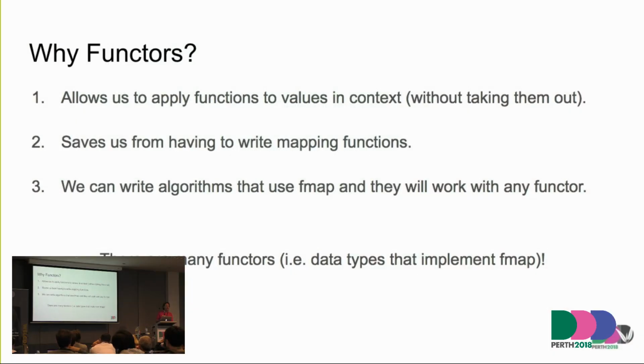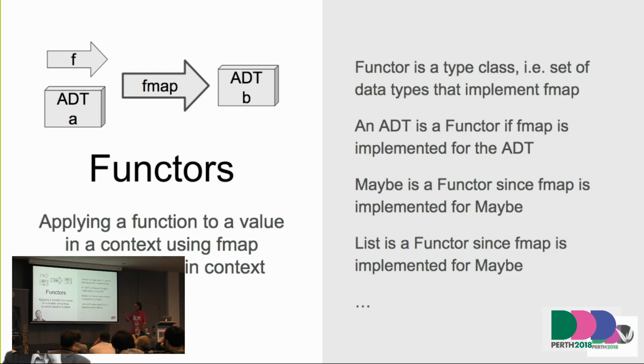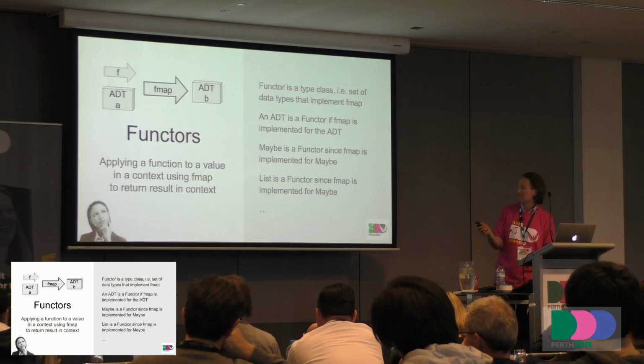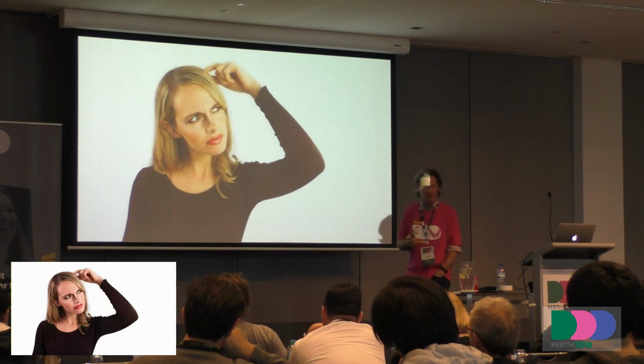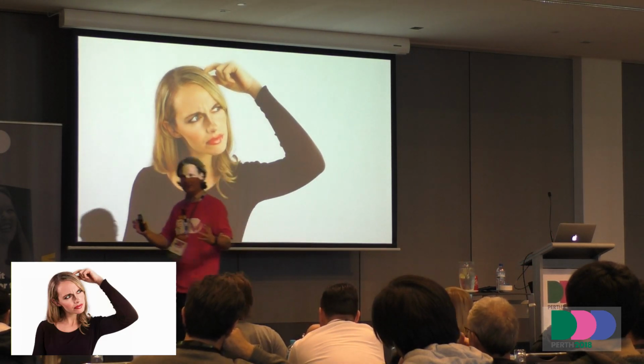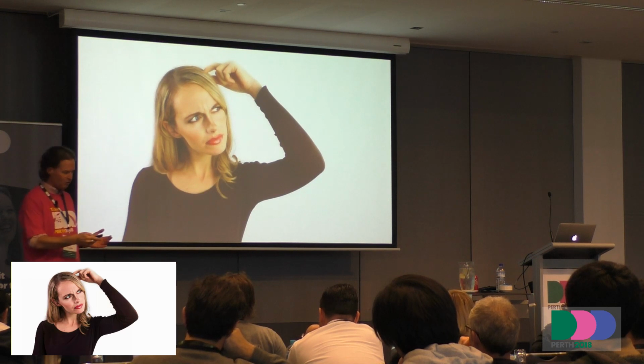So there are many functors, that is data types that implement fmap. So again, this is a bit of a time for reflection. Just think back. Functors, basically applying a function to a value in a context using fmap to return the result in context. Okay? So how are we going there? Still following me? It's getting complex, but functors are not too hard to worry about, I think.